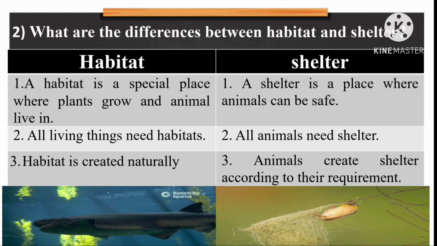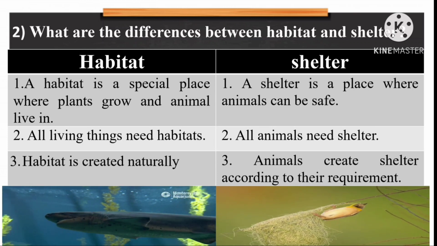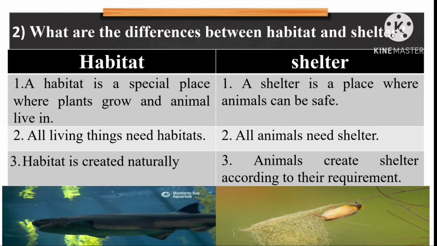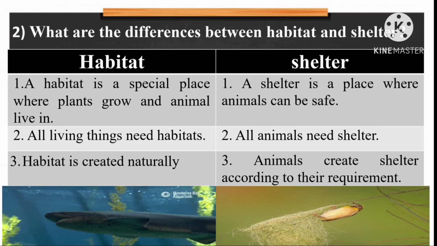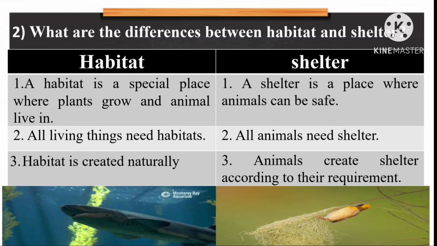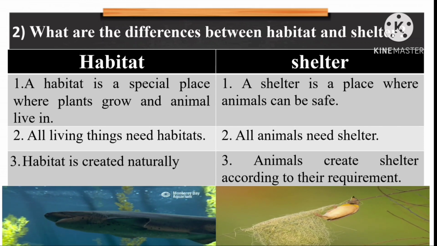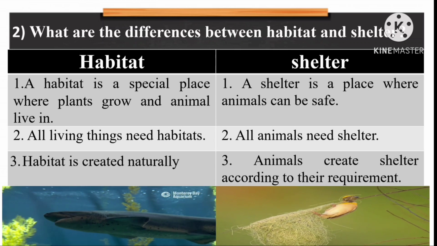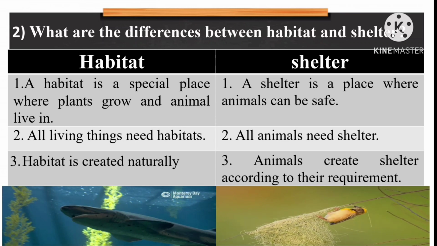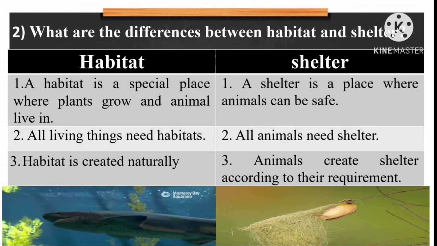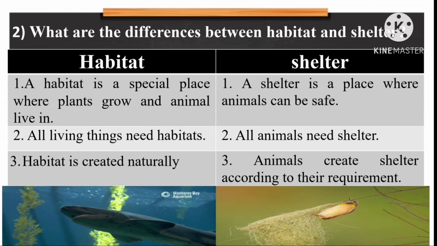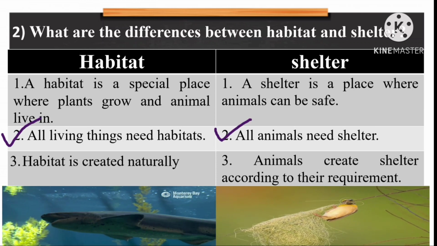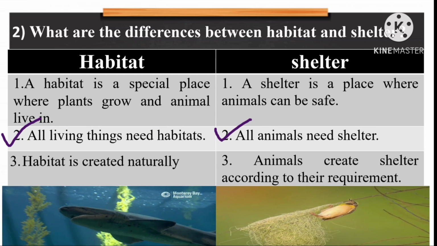Now even if it's a small plant, a small fish or a bigger plant, everything needs a habitat, a special place for that small plant or that small fish where it can live or where it can grow naturally. That is its habitat. And every living thing needs a habitat.